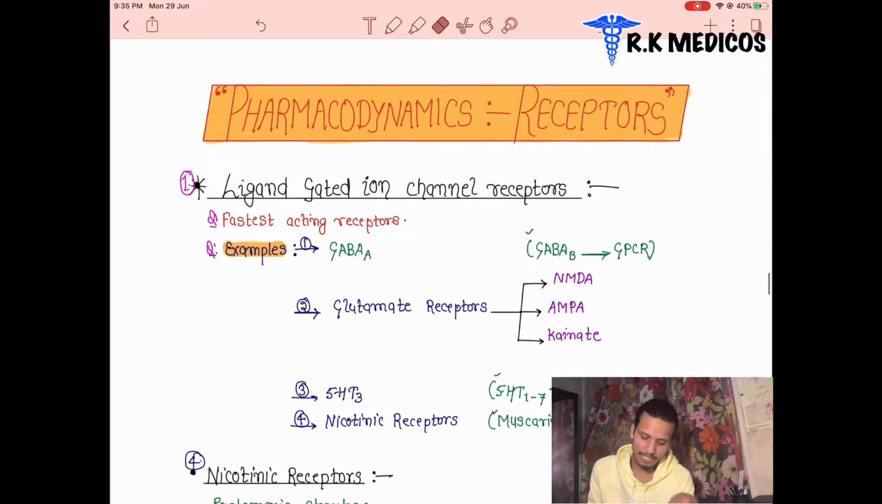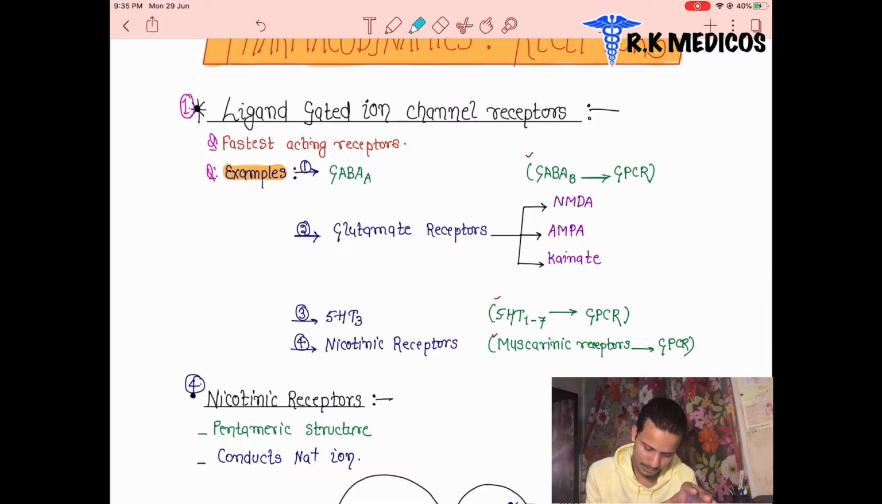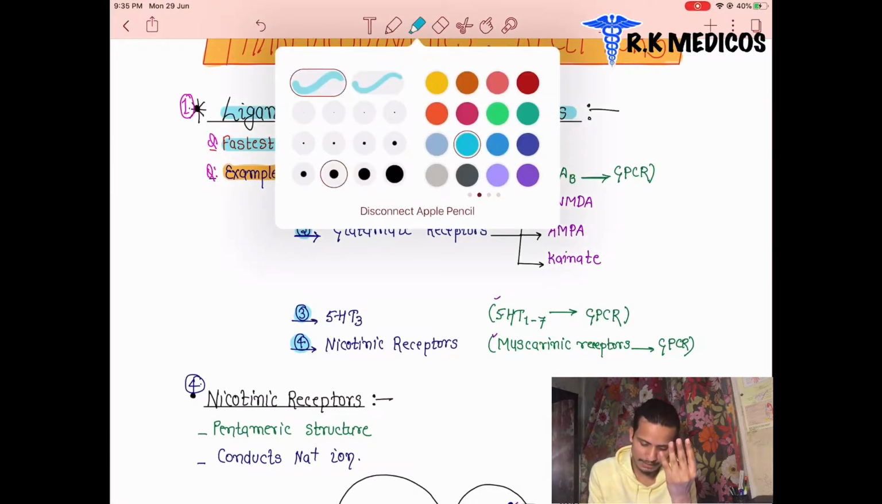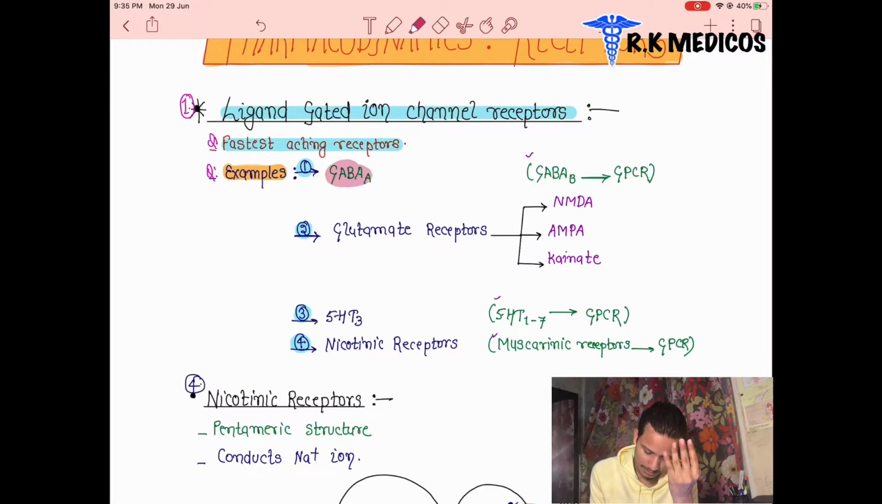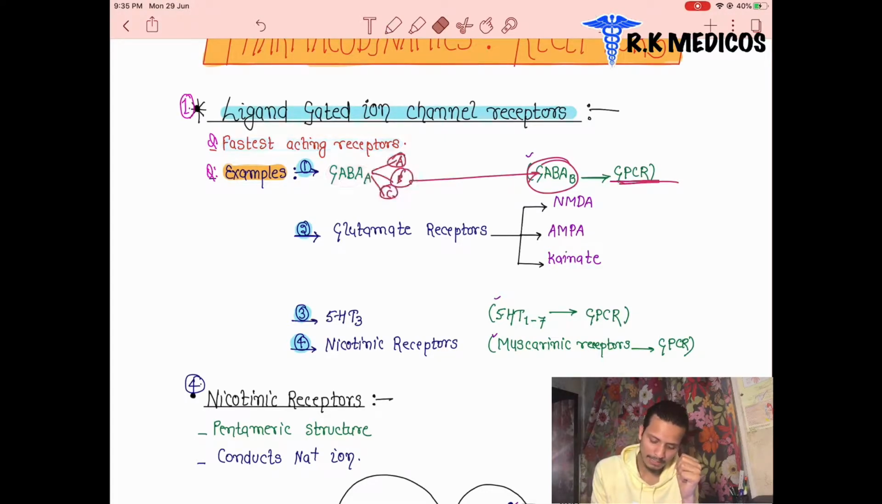The first one in the pharmacodynamics of receptors that we study is the ligand gated ion channel. As I told you, they are the fastest acting receptors, because the ligand binds to the receptor, the receptor opens the channel, and then the ions move inside. Basically we study 4 different types of ligand gated ion channels. First we can see GABA. GABA has 3 types: GABA A, B, and C. The type B of GABA is a GPCR, a G protein coupled receptor, and A and C are ligand gated ion channels.